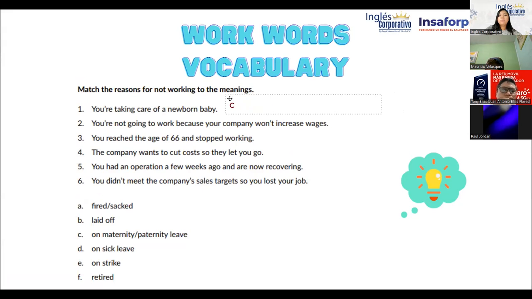What about number two? You are not going to work because your company won't increase wages. On strike. We are on strike. So that means letter E. What about number three? Letter F, retire. Okay, very good. Is the retirement salary for 65 or not? Maybe. Yes, I think that's 65. Now, number four, the company wants to cut costs, so they let you go.